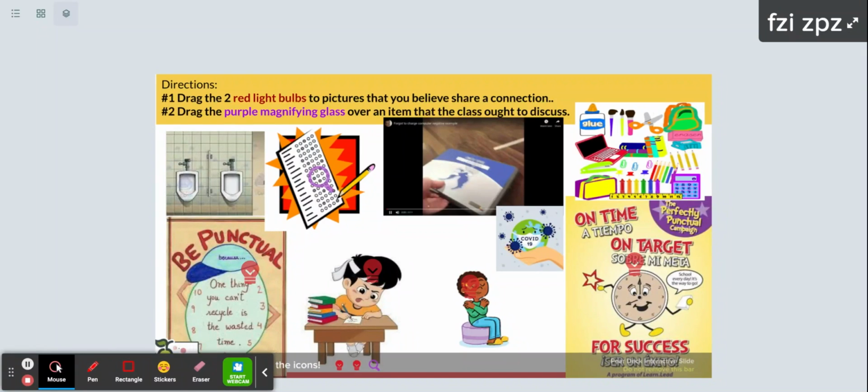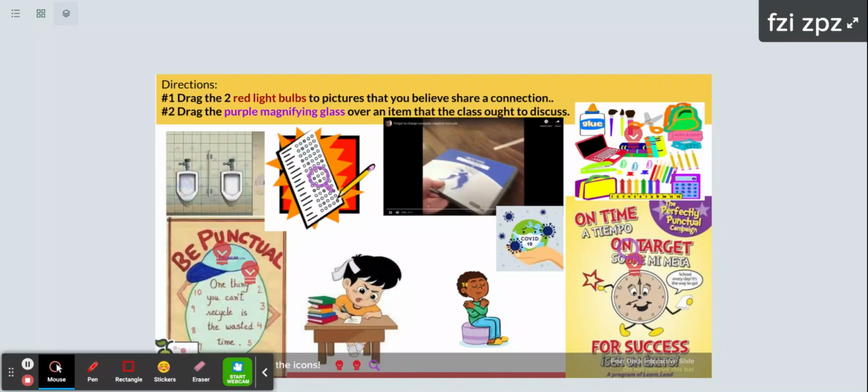All right, I see a bunch of responses here. Miss O'Brien, what did you choose? For the two light bulbs, I chose the one in the left corner, which is be punctual, and the other one in the bottom right corner, which is be on time, be on target, because they both talk about being punctual, being on time for school, and how important that is. Great. And then the purple magnifying glass, I really wasn't sure. I put it on the bubble sheet because honestly, I don't know how it necessarily fits in with the rest of it. So I would be intrigued to talk about that further.